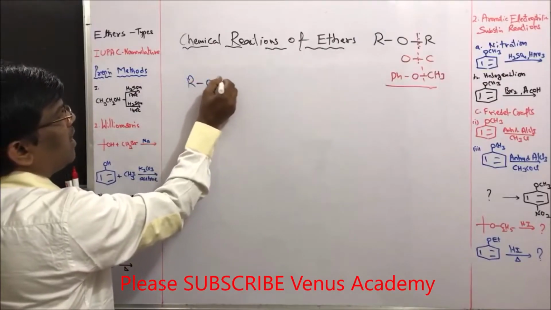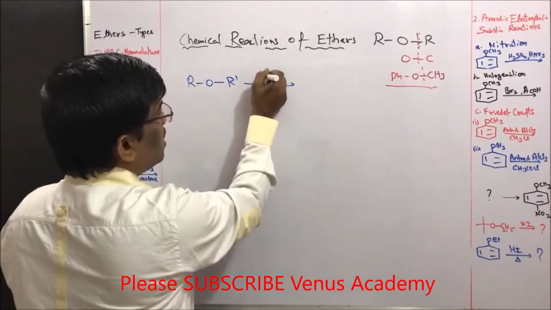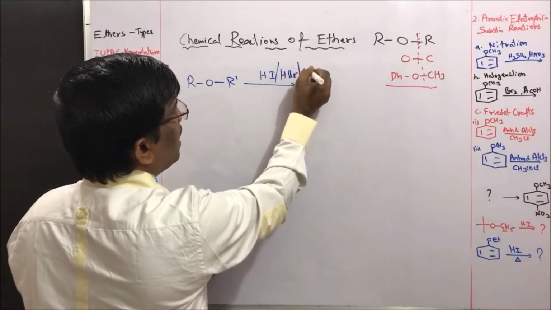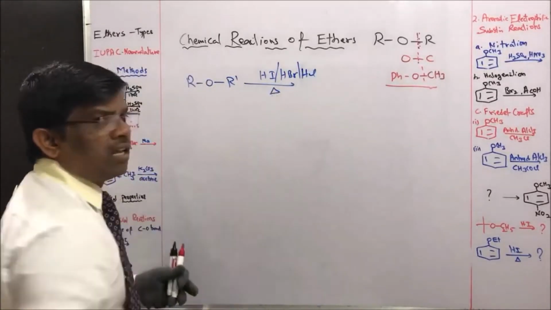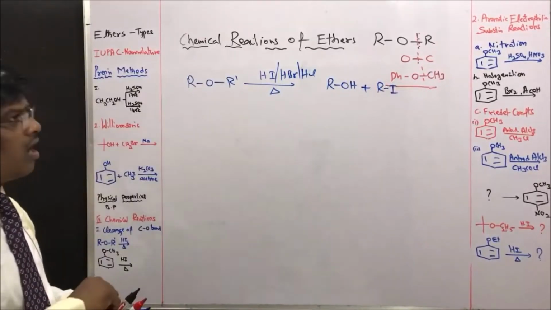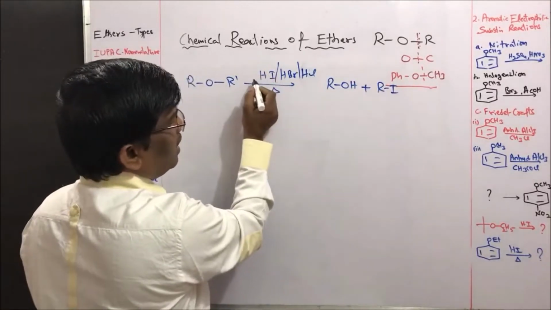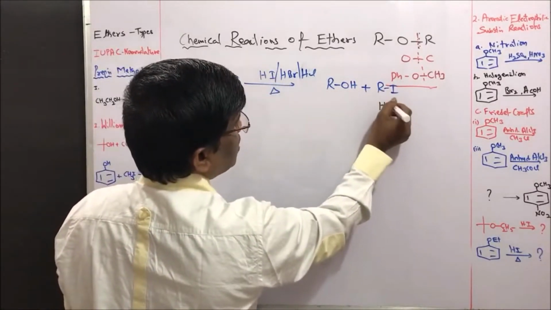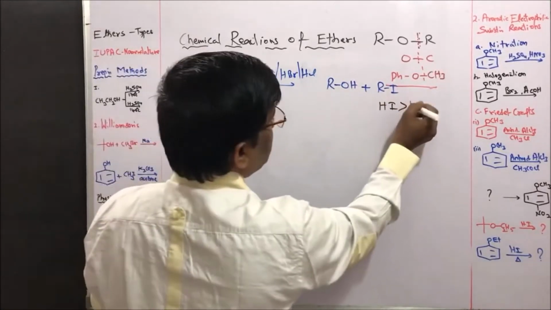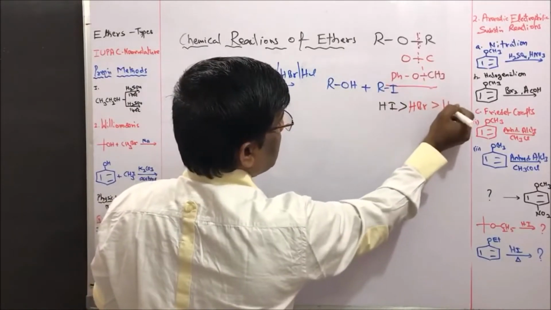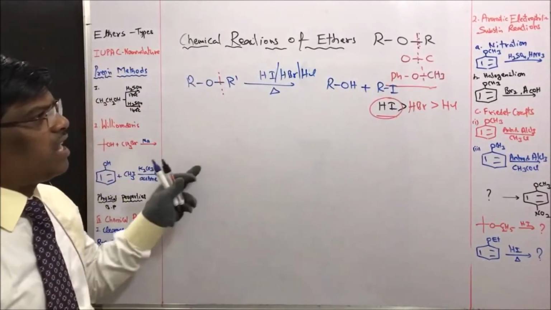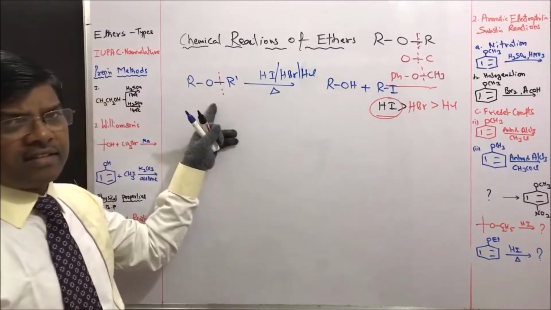Demethylation takes place under drastic reaction conditions: concentrated hydroiodic acid, HBr, or HCl at high temperature, giving ROH plus R iodide. The de-etherification capacity of HI is very high, meaning it easily cleaves this bond, whereas HBr is better than HCl. However, the usual method is using hydroiodic acid, HI. At high temperatures, it is going to cleave the ethers.